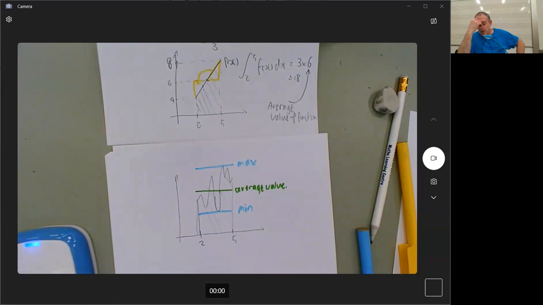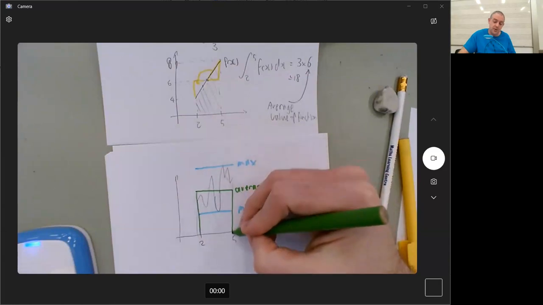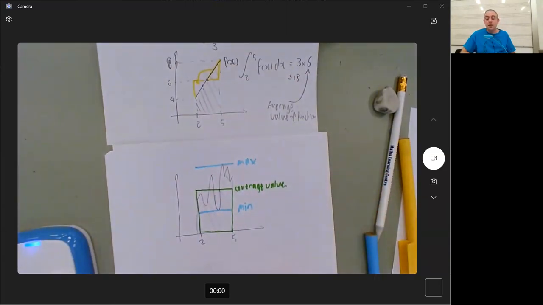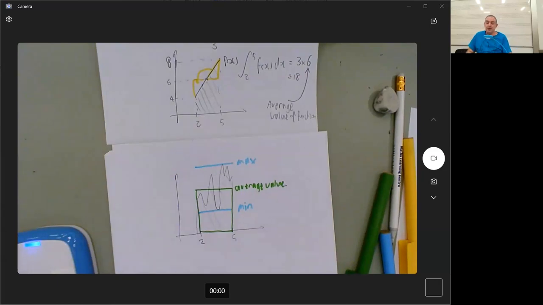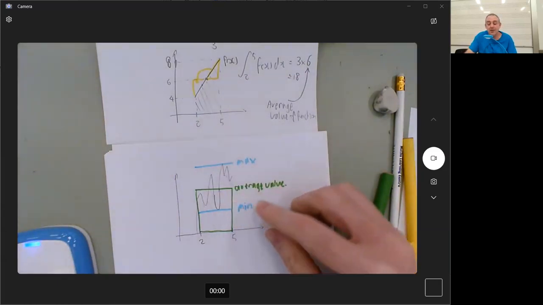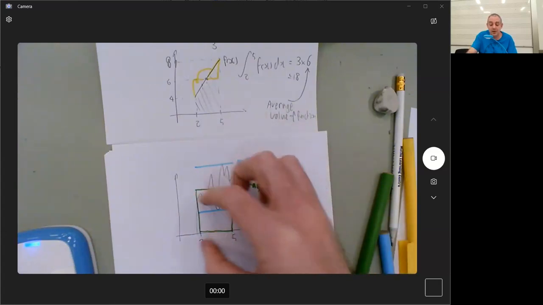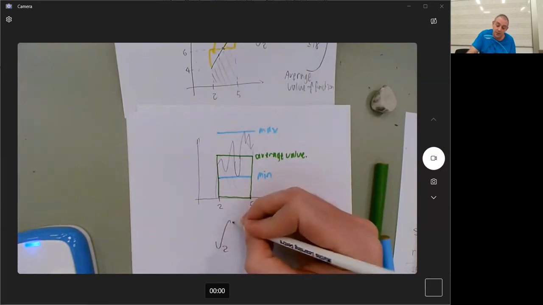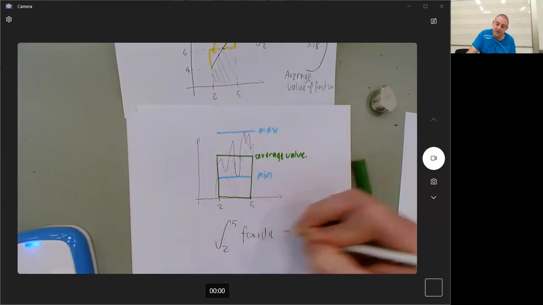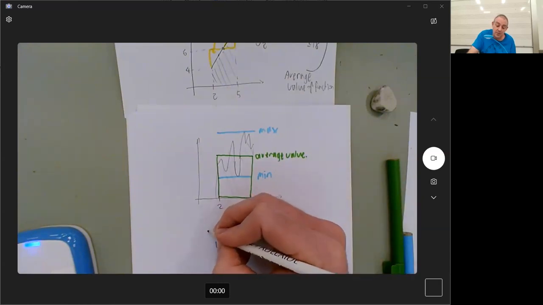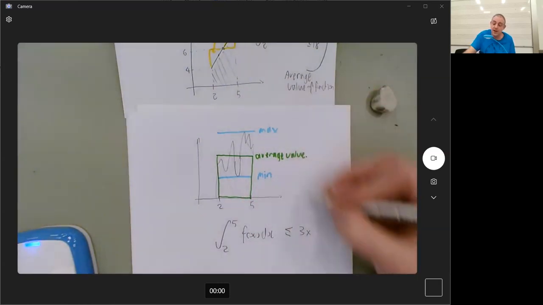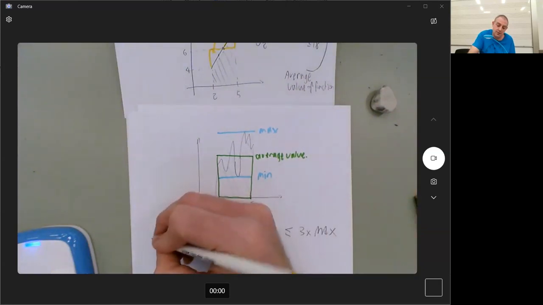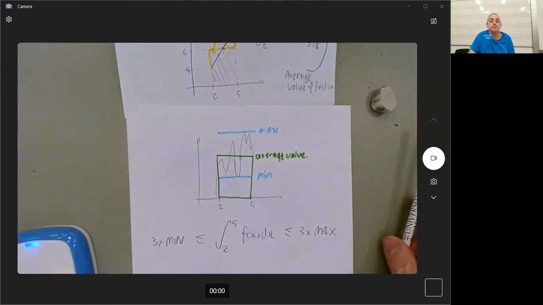So I know that the area on this zone is going to be this green rectangle, the same as the area of my shape. And I'm absolutely certain that that height is somewhere between here and here. That means that this area is going to be somewhere between this area and this area. That's the idea behind it. That's the entire concept that we're working on here. So whatever the integral from 2 to 5 of f of x dx actually is, it's going to be somewhere between 3 times whatever the maximum is and 3 times whatever the minimum is. Like that.